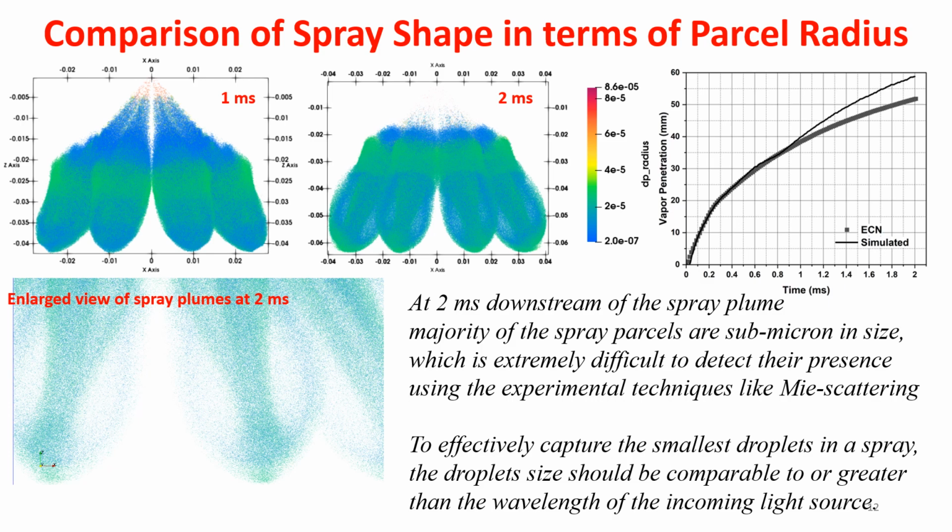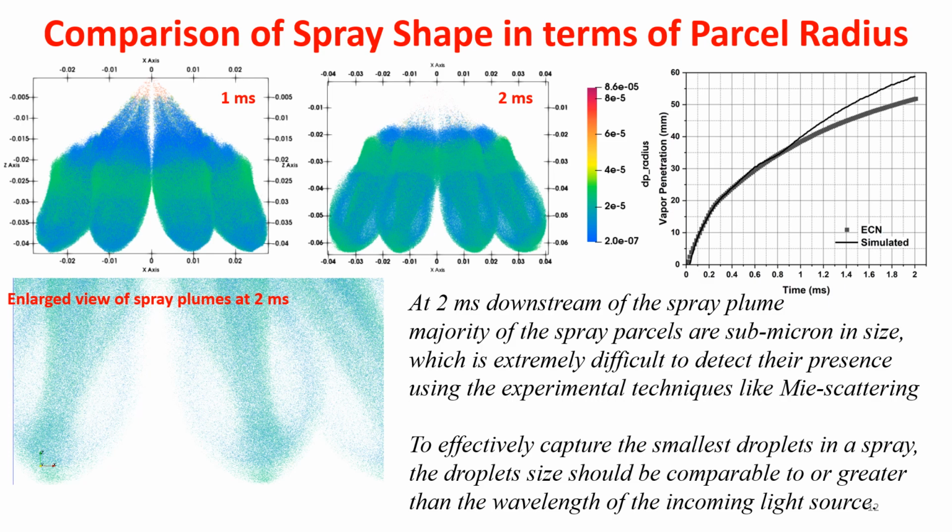This slide shows the comparison of the spray shape in terms of parcel radius at 1 millisecond and 2 millisecond. Here our fuel injection period is 0.78 millisecond. At 2 millisecond, downstream of the spray plume, the majority of the spray parcels are sub-micron in size, which is extremely difficult to detect using experimental techniques like Mie scattering.